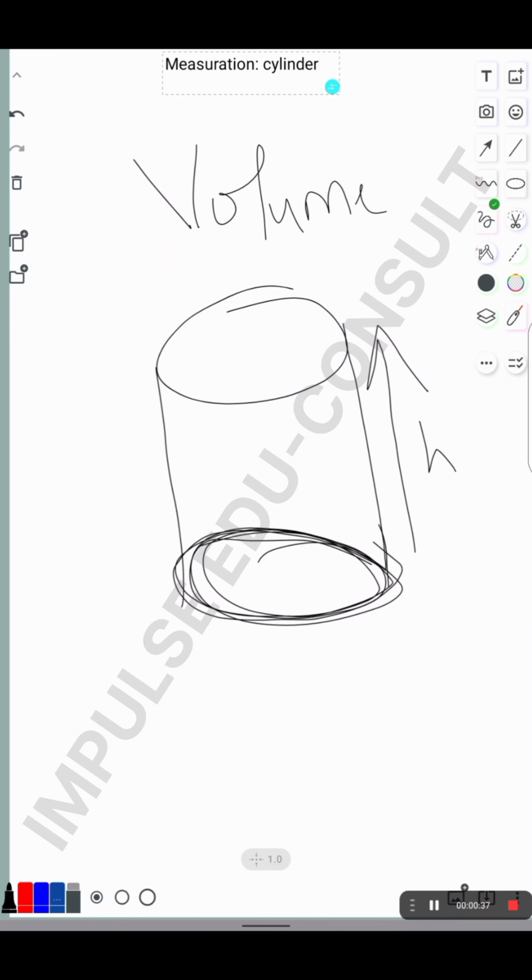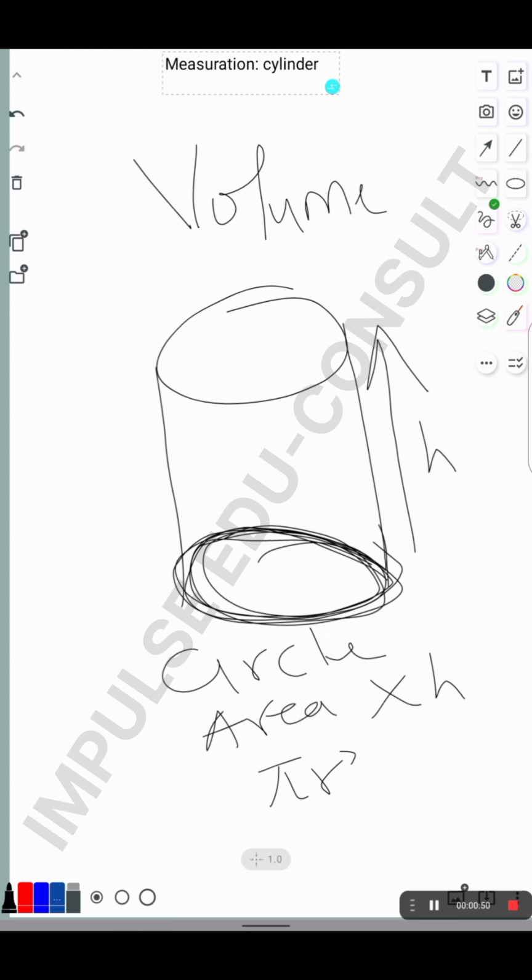And what is the shape of the base? The base of a cylinder is a circle. So the base area, which is the circle area, times the height. The area of a circle is pi r squared, times height h. So we have pi r squared h. That is the volume of a cylinder. Then just insert the parameters given to you in the question and solve. That is all.